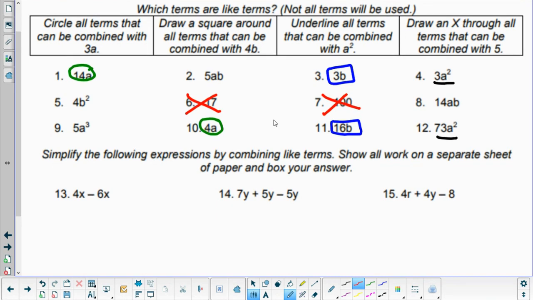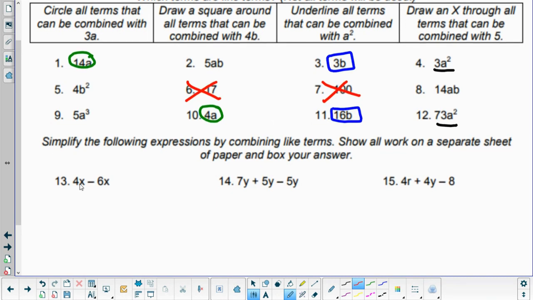Okay, now simplifying these ones down here. 4x and negative 6x are like terms. They both have an x, so we can combine them. 4 minus 6 is negative 2x. Okay, here we have all y's, so all of these can be combined. Well, I can see that 5y minus 5y, that's going to be 0. So 7y plus 0 is 7y.